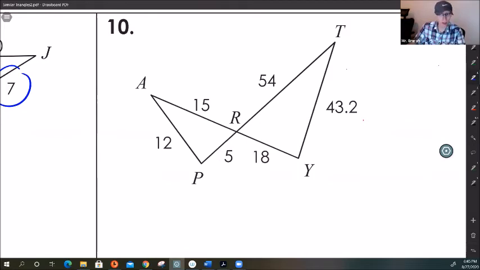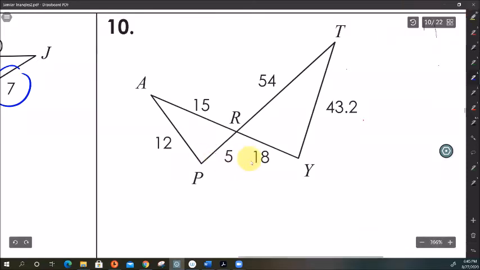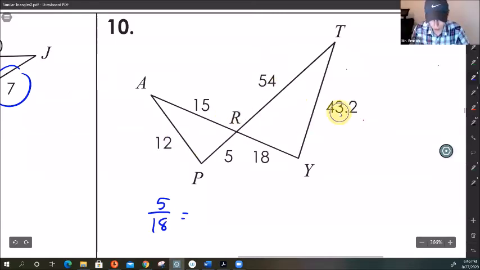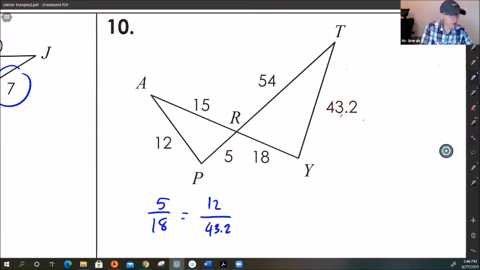Maybe you didn't like the number 43.2, right? You have to write the ratio of the smallest side to the smallest side, 5/8. Actually, it's yes. Then the 12 to the medium side, 43.2. And in almost all states, you can use a calculator for this class, as a matter of fact.